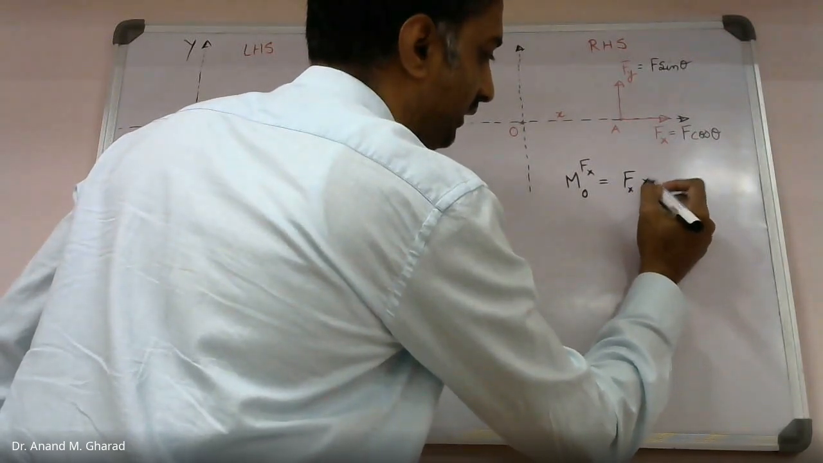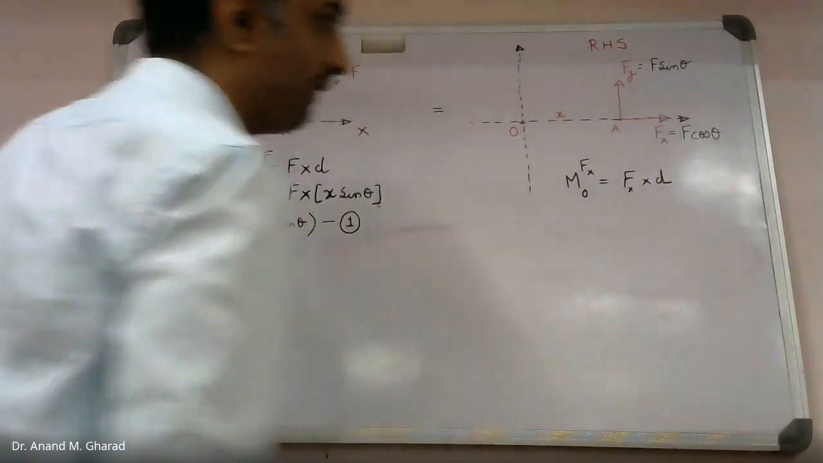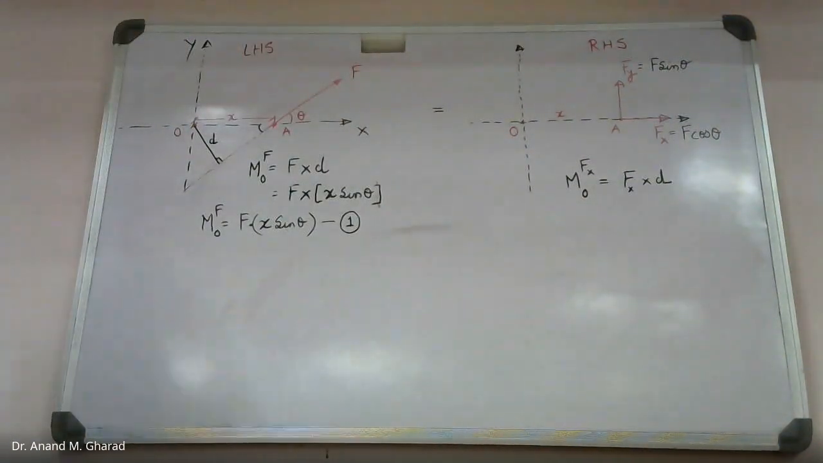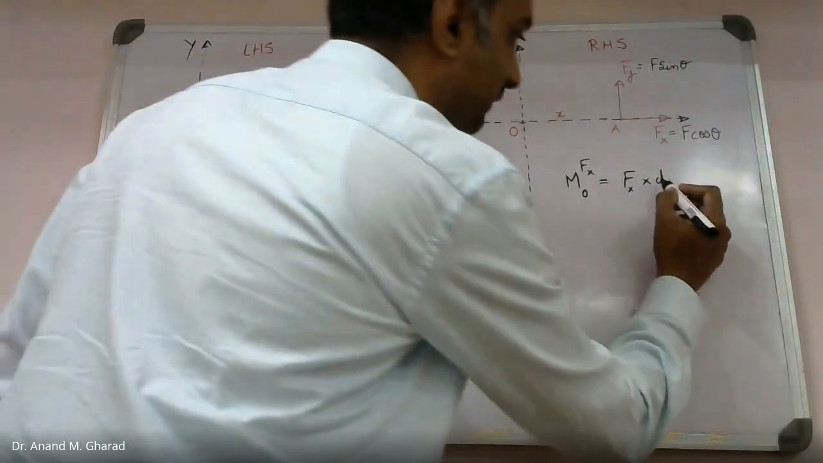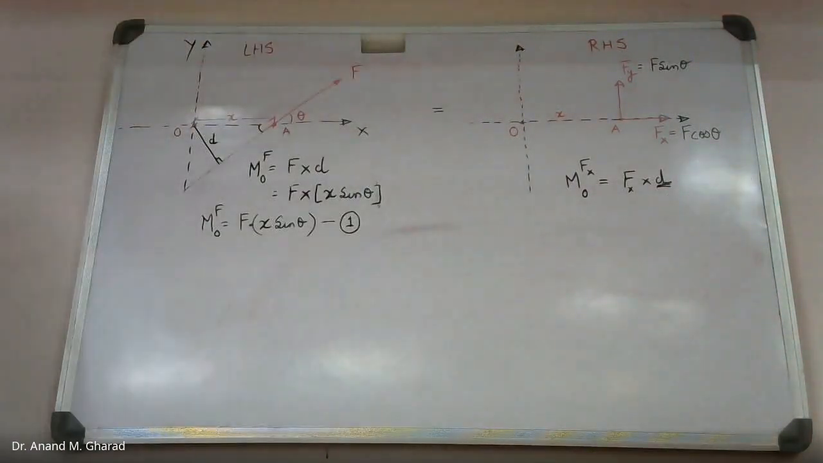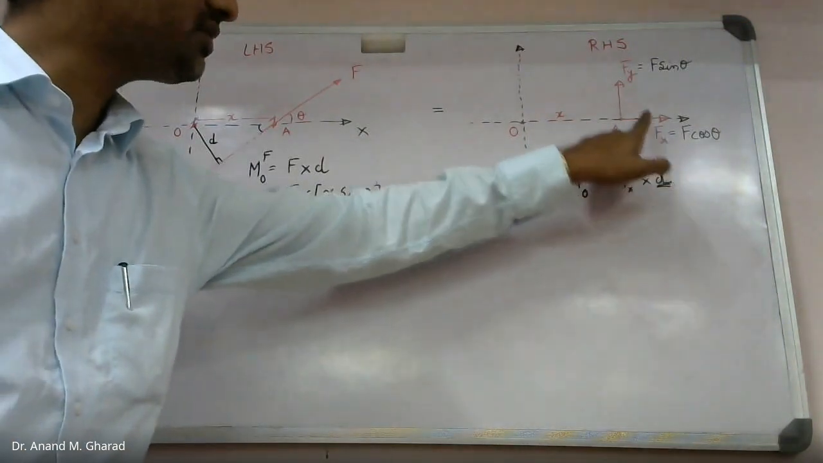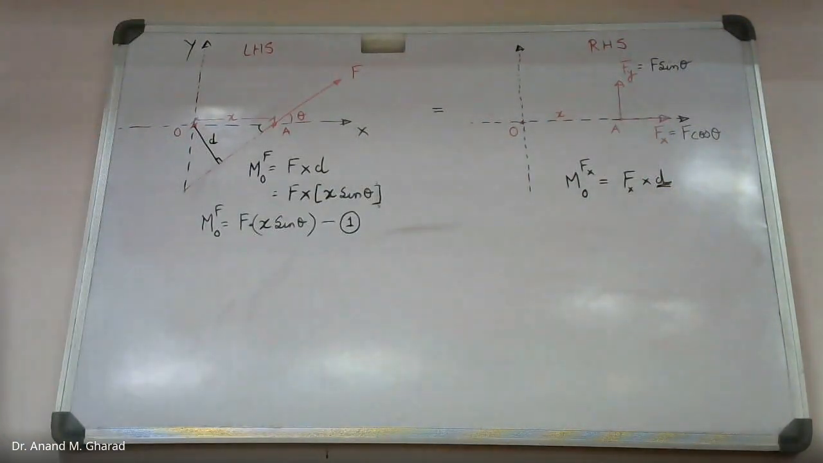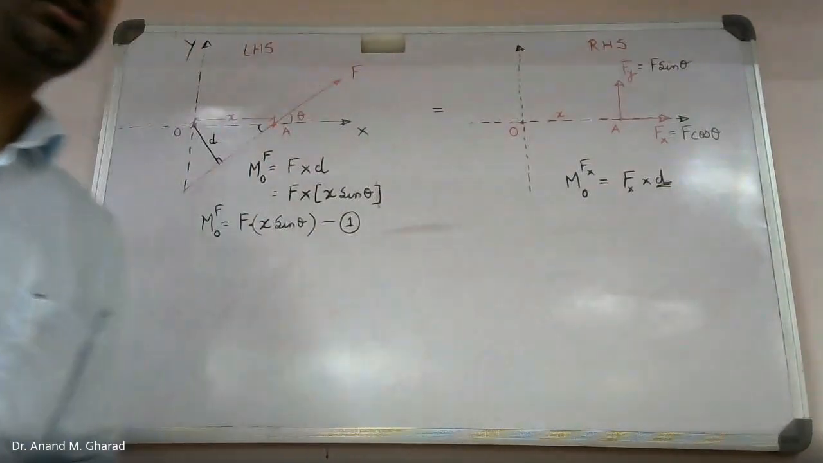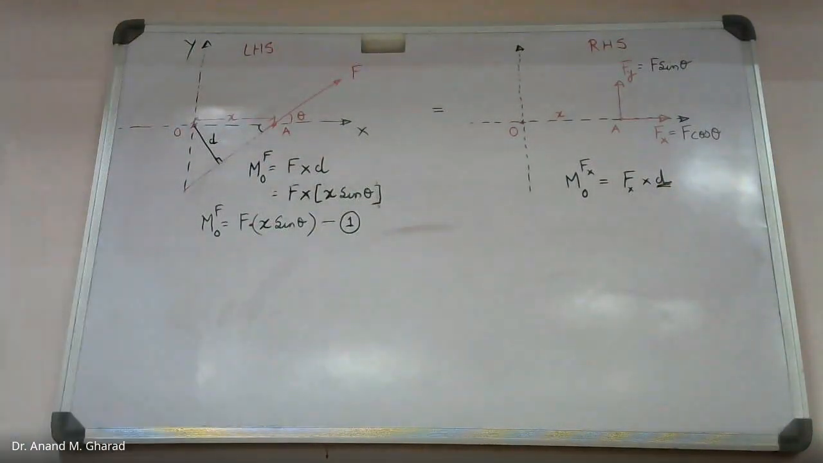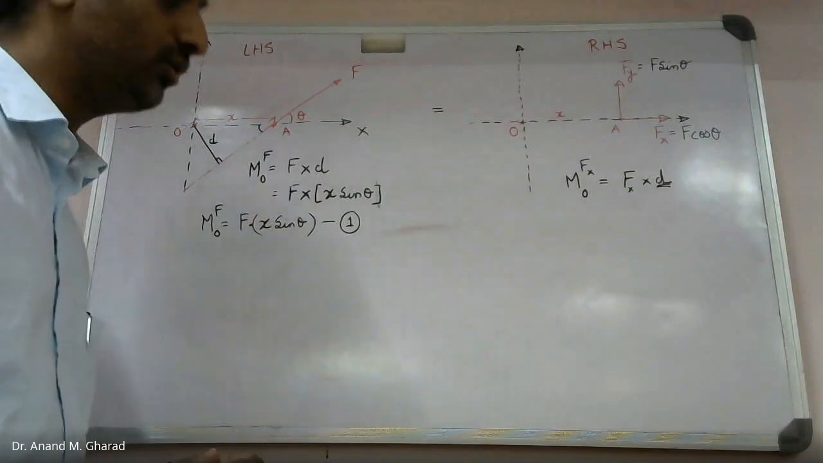F x into d. Okay, this is the general equation. What is the value of d over here? I am assuming Fx force. What is the value of d? Sir, x. See, again I am repeating, d is the perpendicular distance. Okay. Now tell me, what should be the value of d? Sir, 0. Exactly, it will be 0.